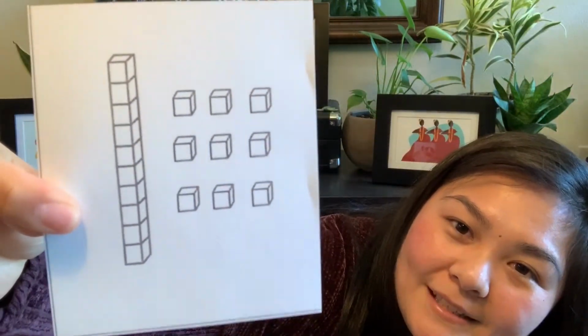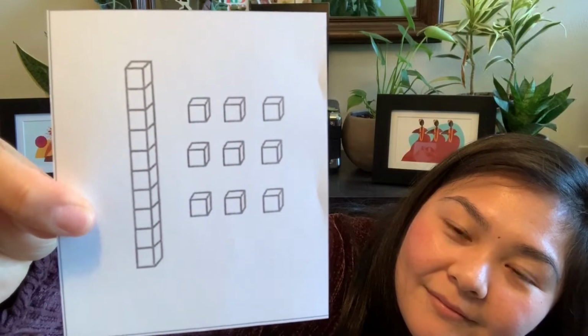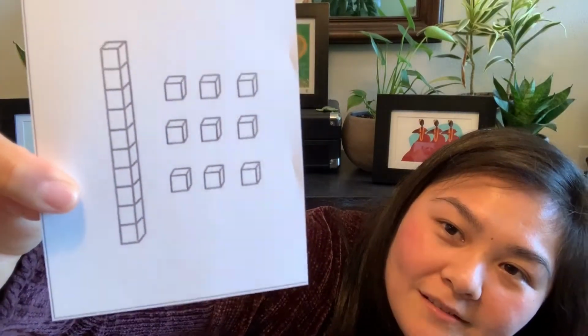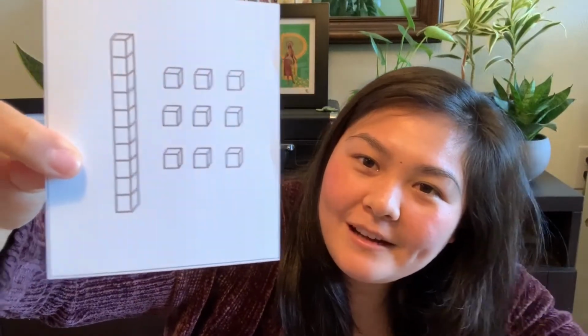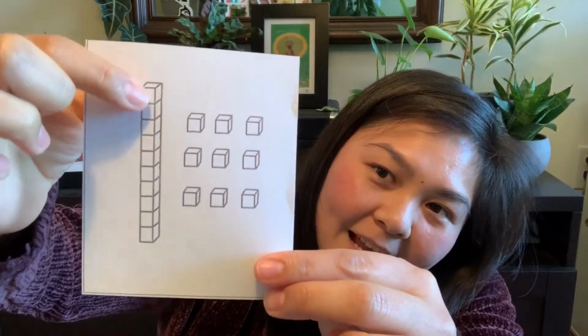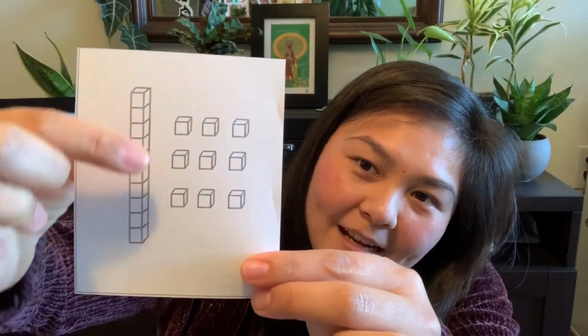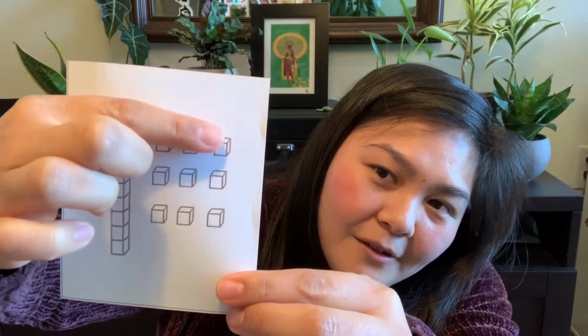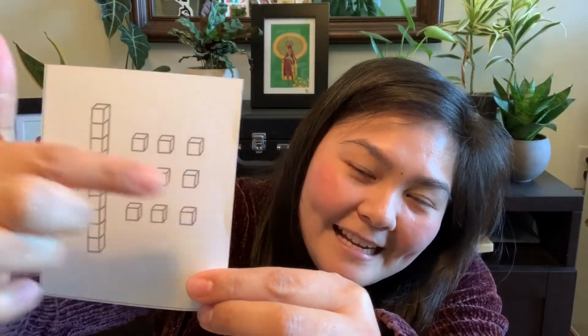So what do you notice? Great, I see a 10 stick and some more ones. So again, I'm going to count on from 10 because I already know that this is a group of 10, and I'm going to count the ones. Count with me. 10, 11, 12, 13, 14, 15, 16, 17, 18, 19. The last number we said is 19.